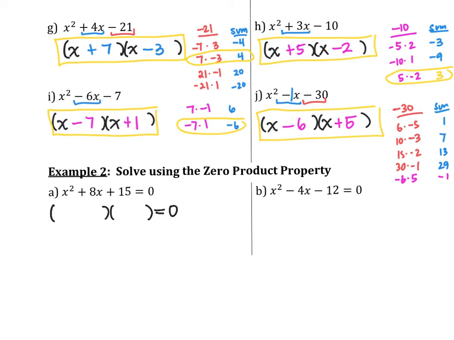Okay, because the first term is x squared, I'm going to do x times x. It doesn't tell me I have to list out all the sums and products and the factors, but I still kind of need to think about it. So what can I times to get 15? 5 times 3, 15 times 1. Now I need to check which one adds up to positive 8. 5 plus 3 is 8. Okay, so it must be 5 and 3.